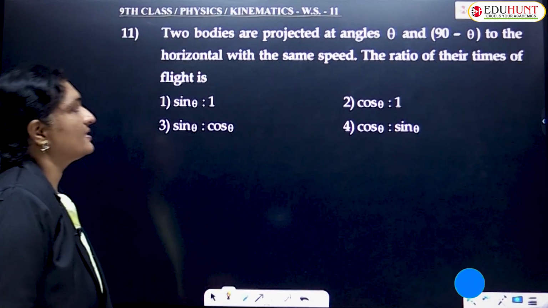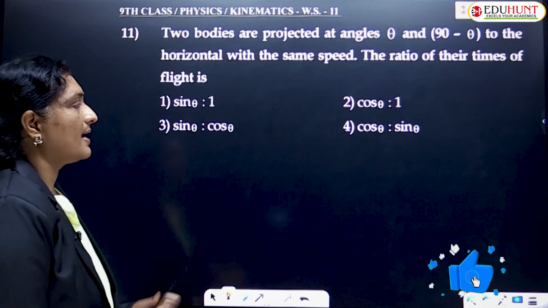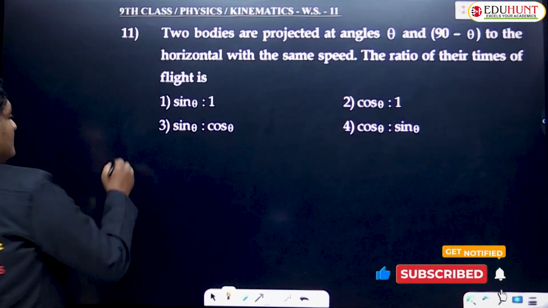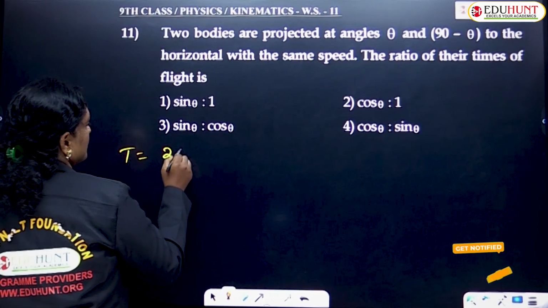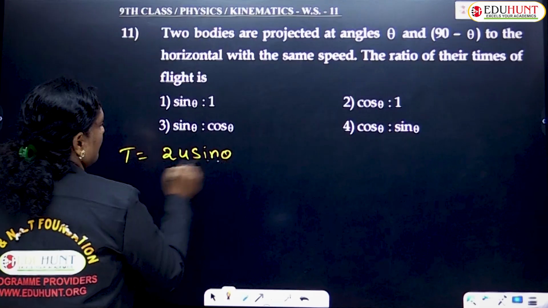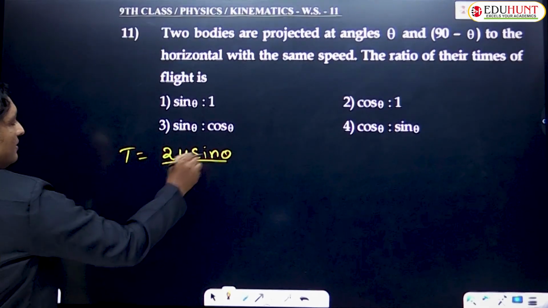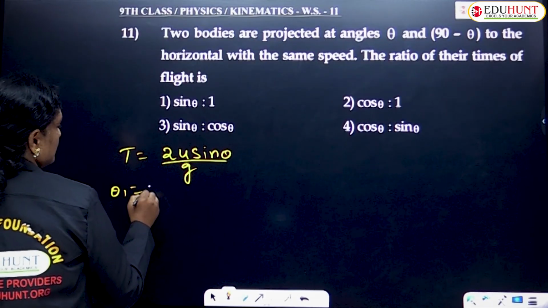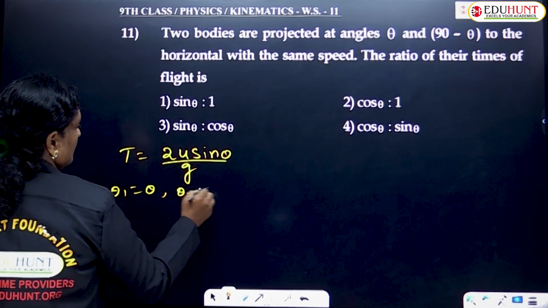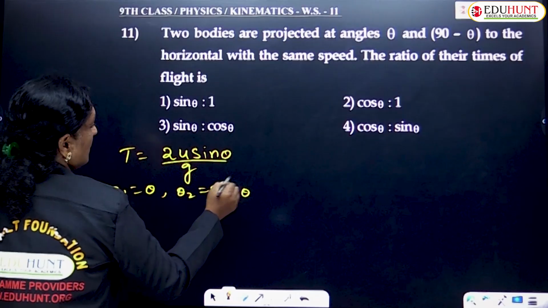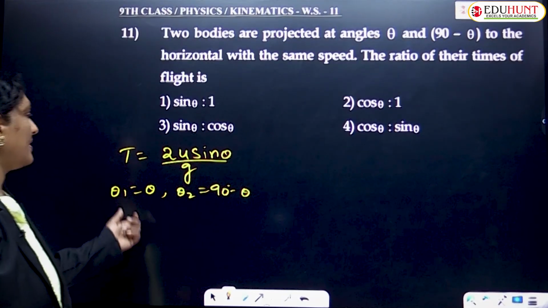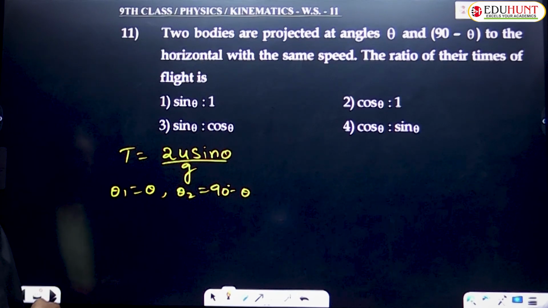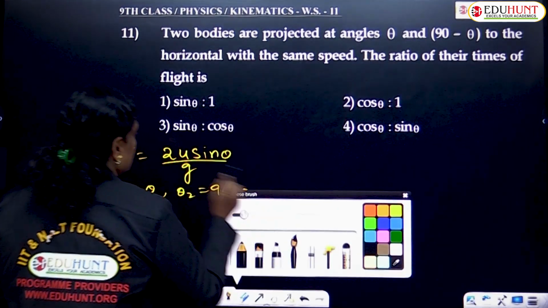Two bodies are projected at an angle, one is theta and the other is 90 minus theta to the horizontal, with the same speed. The ratio of times of flight. Children, we know the formula for time of flight is 2u sine theta by g. So, one angle was given as theta, and the other angle was given as 90 minus theta. Two bodies are projected, one at angle theta, the other at 90 minus theta, with the same speed. The ratio of the time of flight is asked.